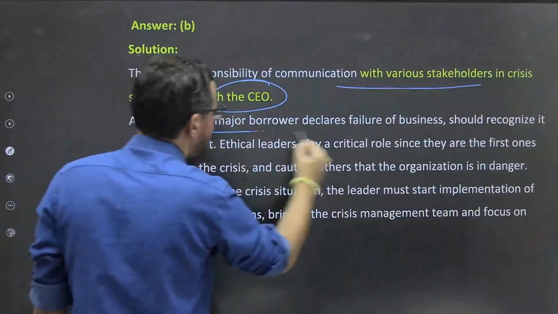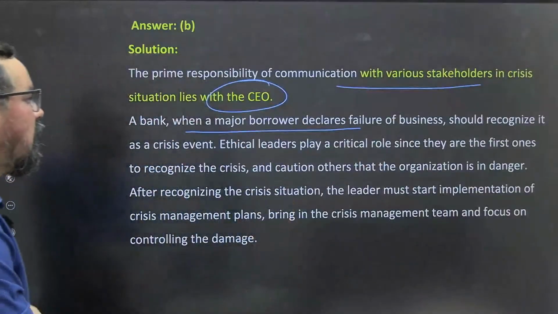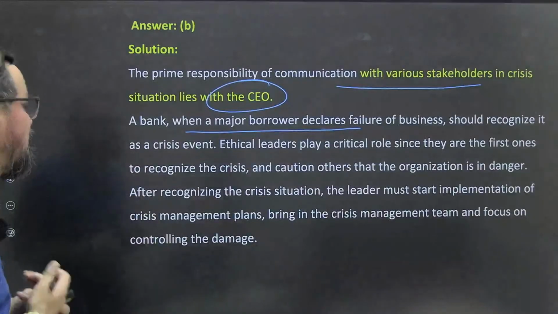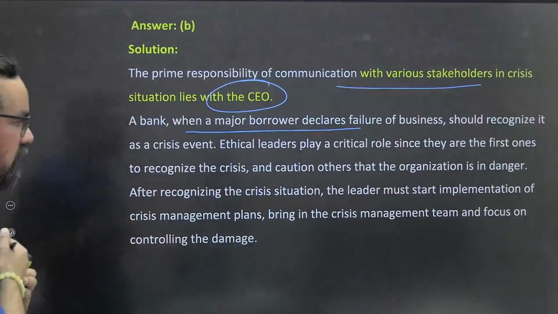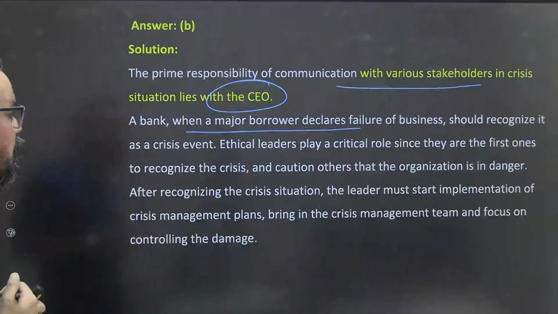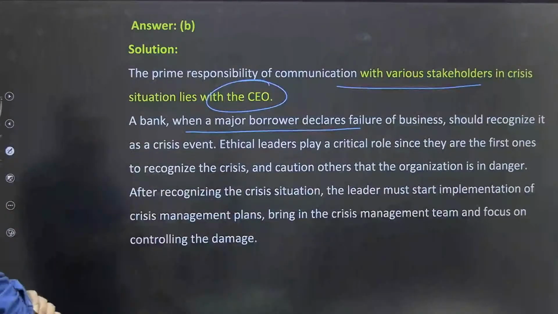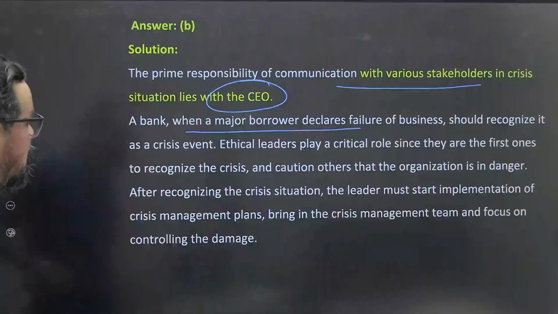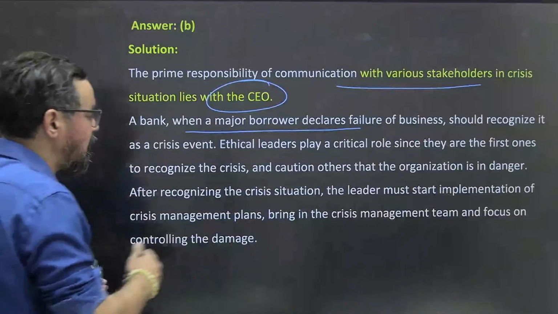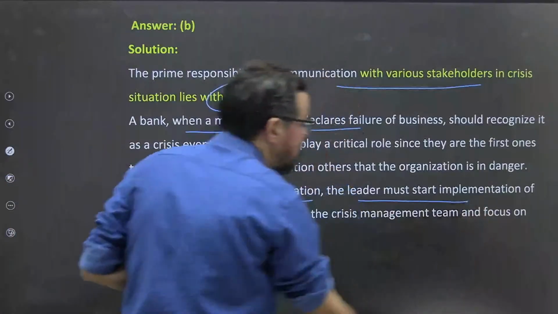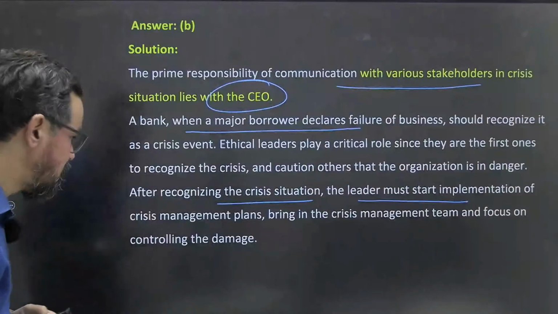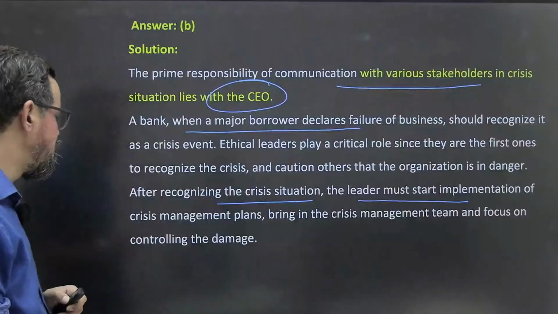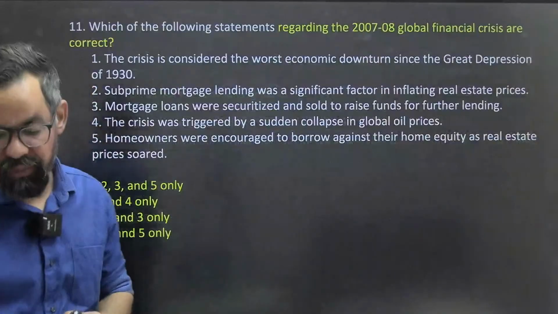A bank, when a major borrower declares failure of business, should recognize it as a crisis event. Ethical leaders play a critical role since they are the first ones to recognize the crisis and caution others that the organization is in danger. After recognizing the crisis situation, the leader must start implementation of the crisis management plan, bring in the crisis management team and focus on controlling the damage. Okay? Let's go to the next one, guys.